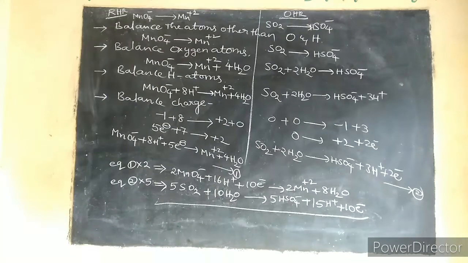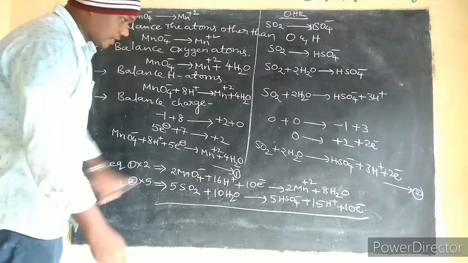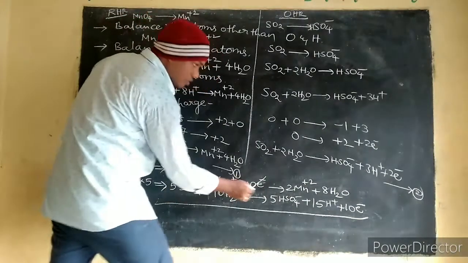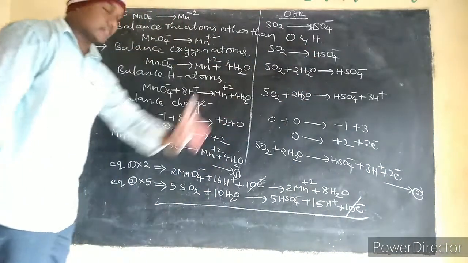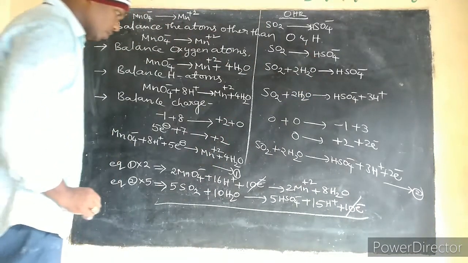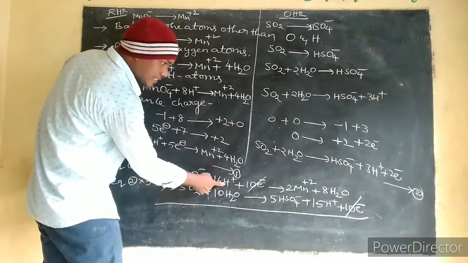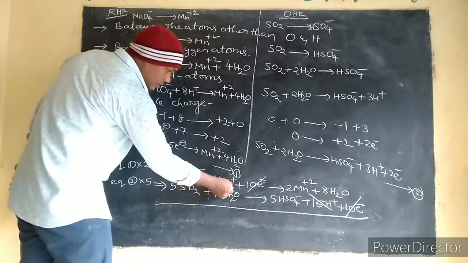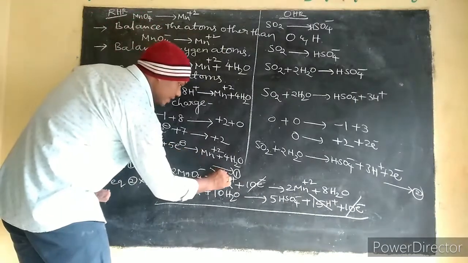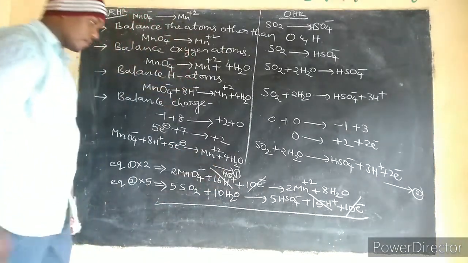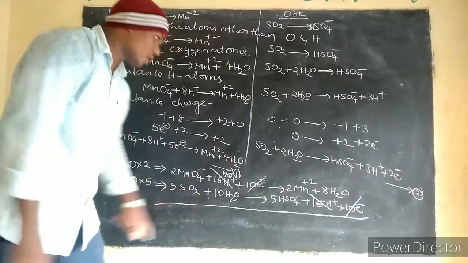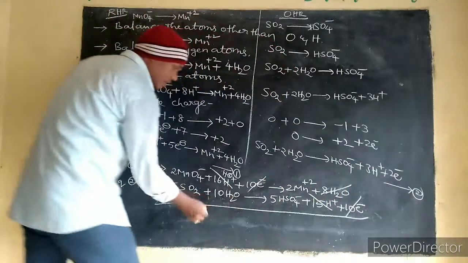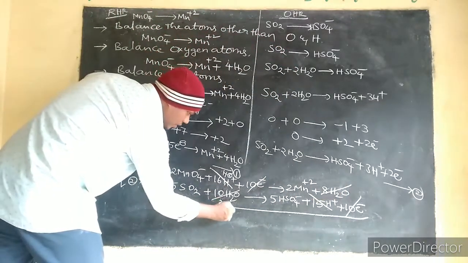For this balancing, cross multiplying, these 10 electrons will be cancelled. Then how many H plus ions? 16 H plus ions here, 15 here. So after cancelling 15 H plus, 1 H plus remains. Correct? Now how many water molecules? 10 water molecules here, 8 here. 8 water molecules cancelled and the remaining 2 water molecules are there.